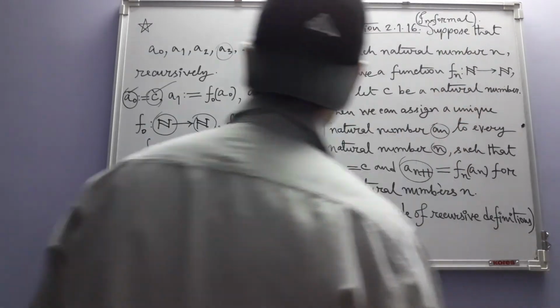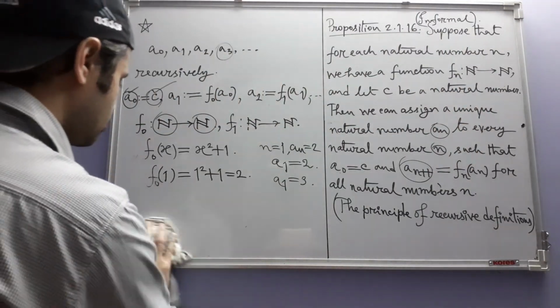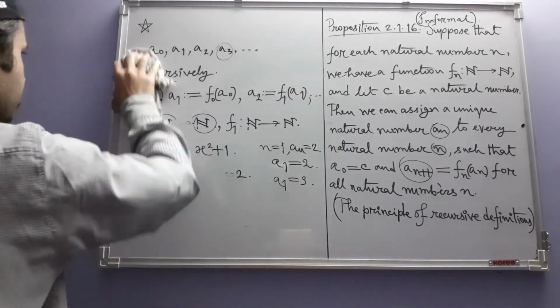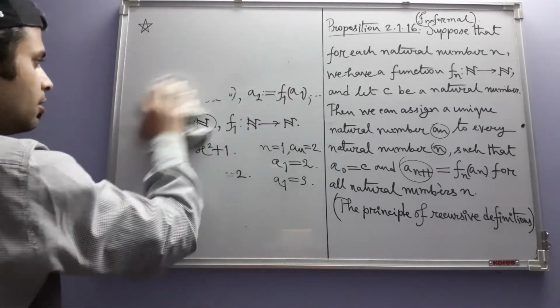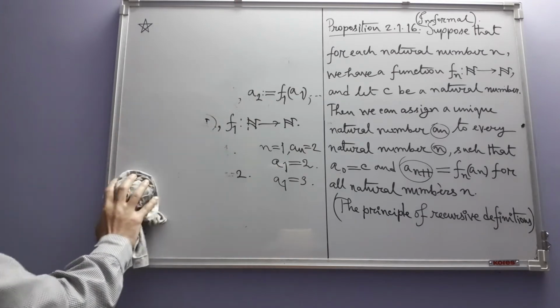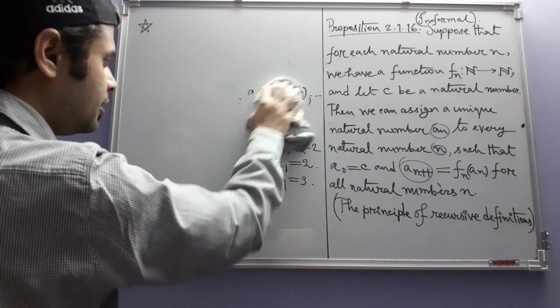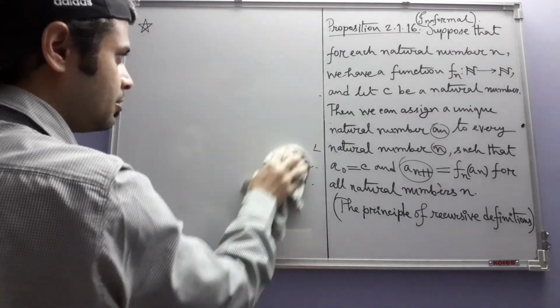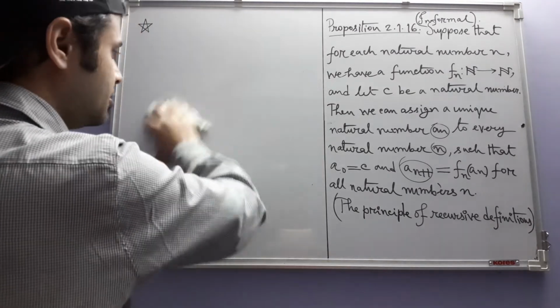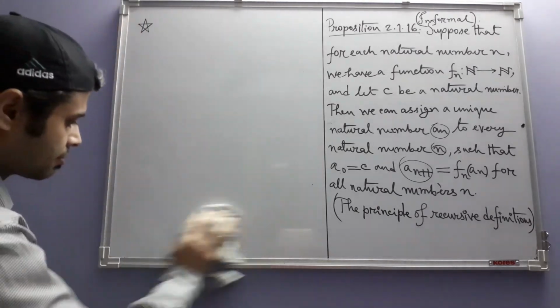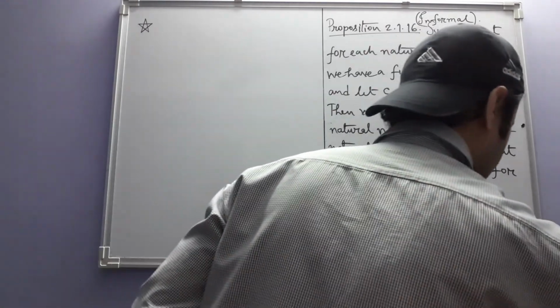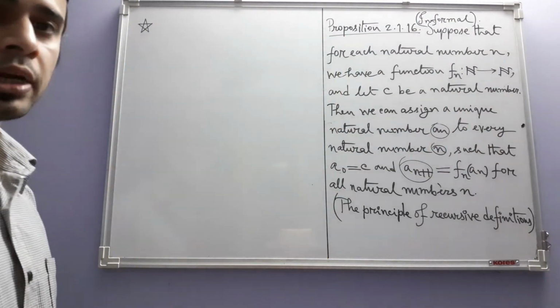Now we come to the proof. Since the proposition is informal, the proof will also be informal, but nonetheless the proof is not wrong. Being informal and being wrong, there is a very big difference between these two things. And the proof uses the Peano axioms.